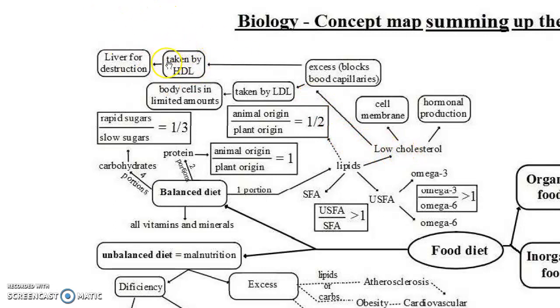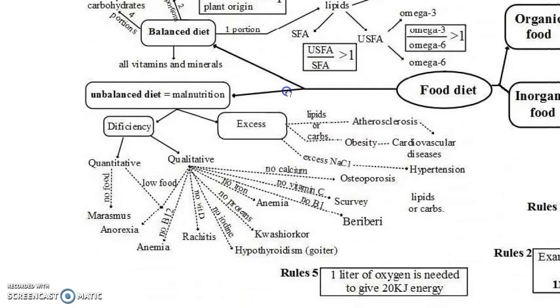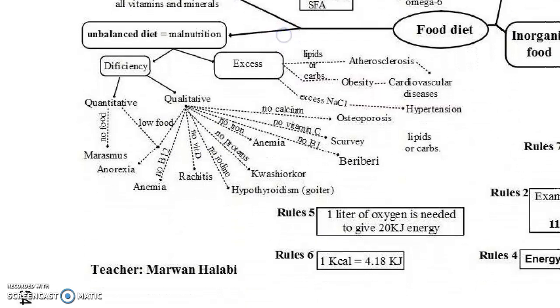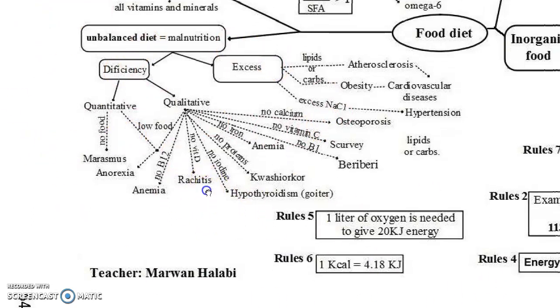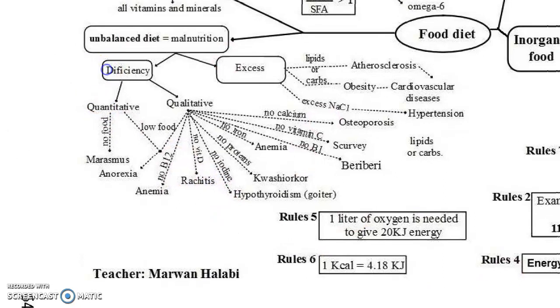So HDL, which is the high density lipoprotein, should be much higher than that of LDL. On the other hand, here, an unbalanced diet or malnutrition case can be either a case of deficiency or the case of excess.